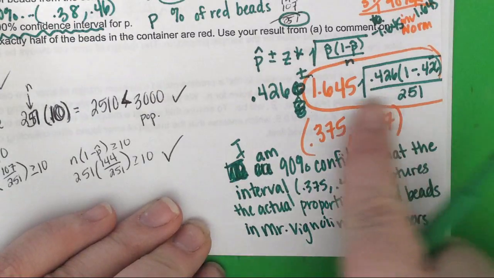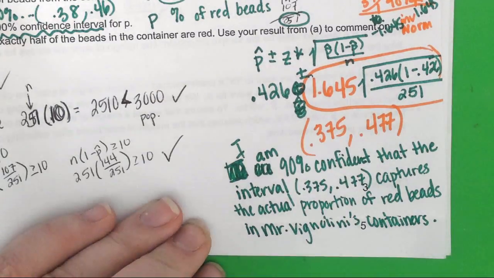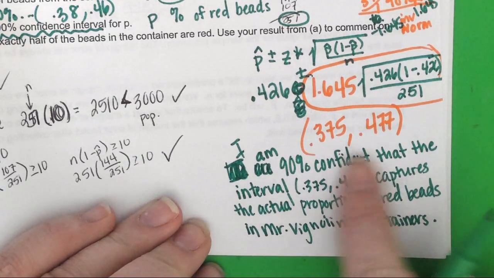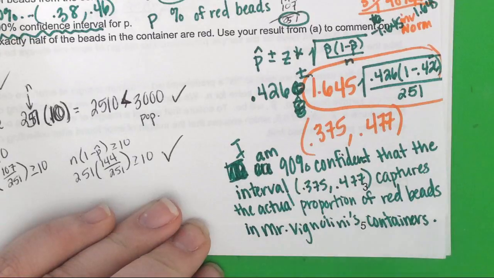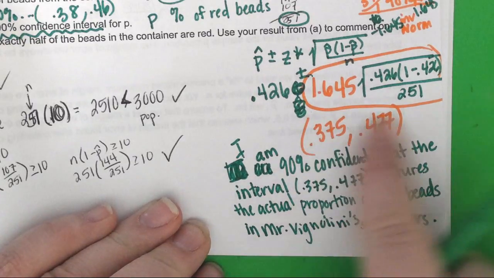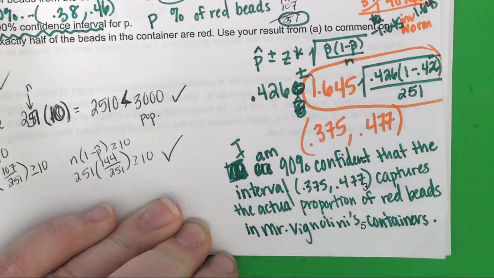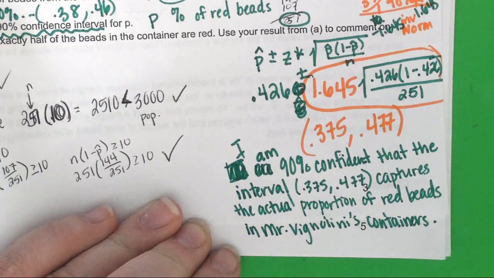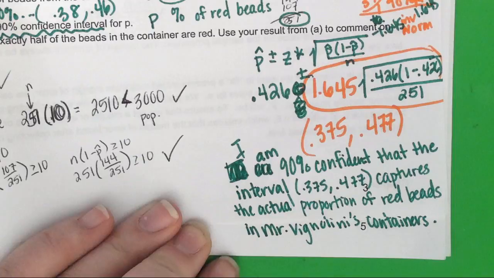Okay, so literally the math part was easy. The conditions weren't that bad. And then we just put words. Take the percentage they gave you, confident that whatever it is we were looking for, which happened to be the proportion of red beads in this dude's containers, is between here and here. Part B is super easy.